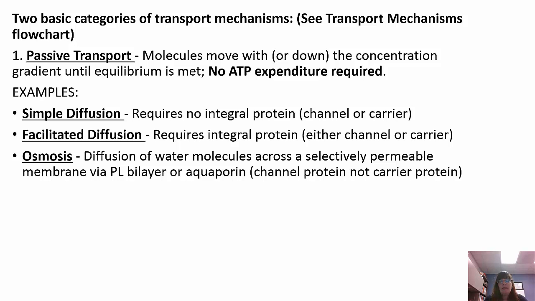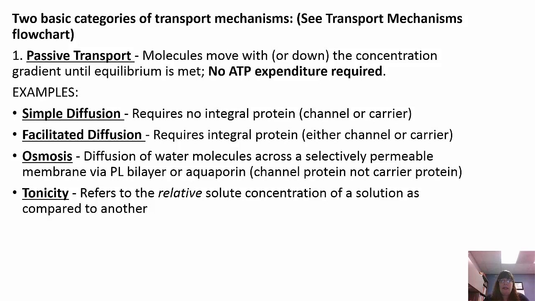Osmosis. Anytime you hear osmosis, think of water movement. Osmosis is the diffusion of water molecules across the permeable membrane. So they will use what are called aquaporins, which are water channels. And the water will do the moving, not the solutes themselves. So the molecules will not move. It's the water that moves. So anytime you hear osmosis, think diffusion of water.